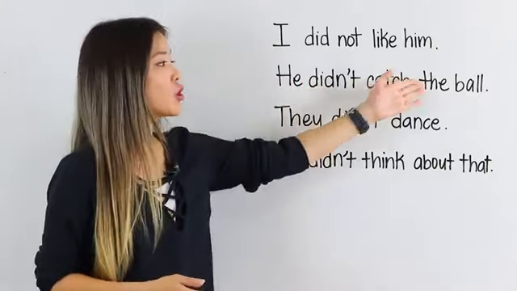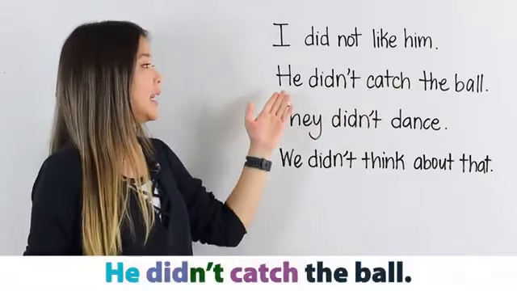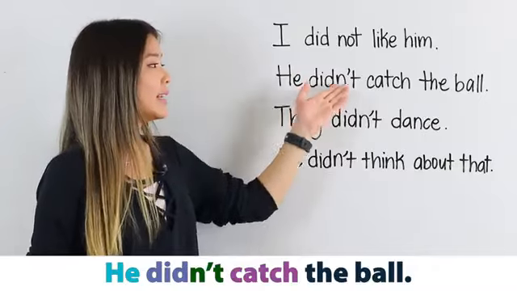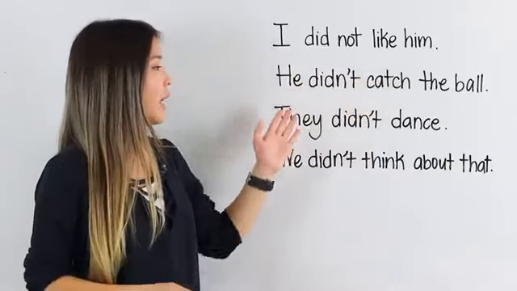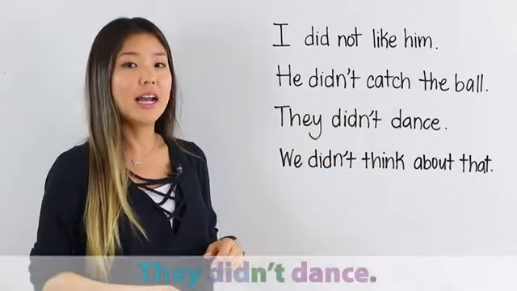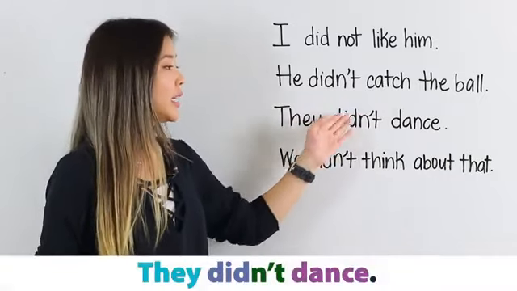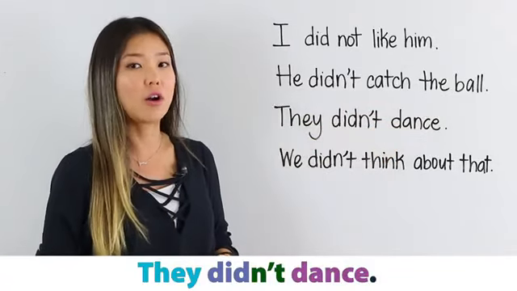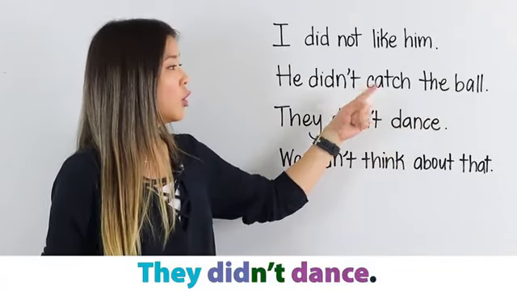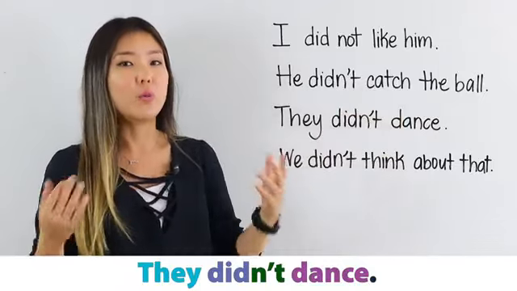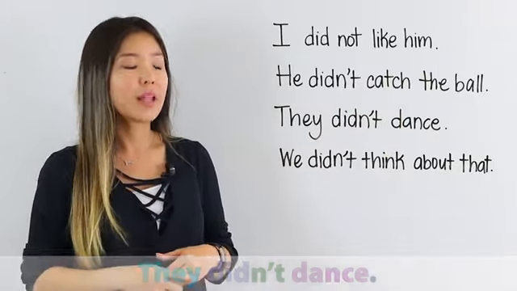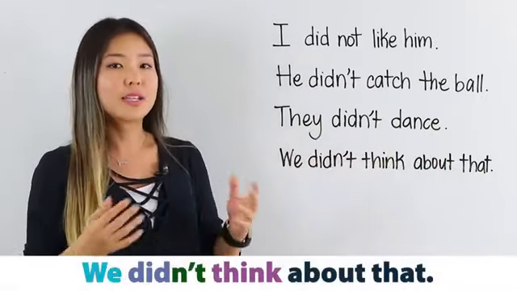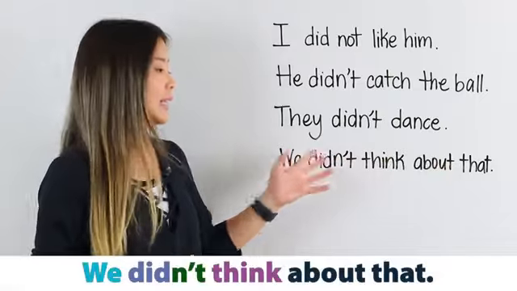He didn't catch the ball. Again, it's he did not, but here we used a contraction. They didn't dance. Again, here's the contraction for did not. And you'll notice that for the verb, we didn't change it at all. Here's an irregular verb and here's a regular verb. We keep them in the base form. And finally, we didn't think about that. Again, we simply say did not or didn't.